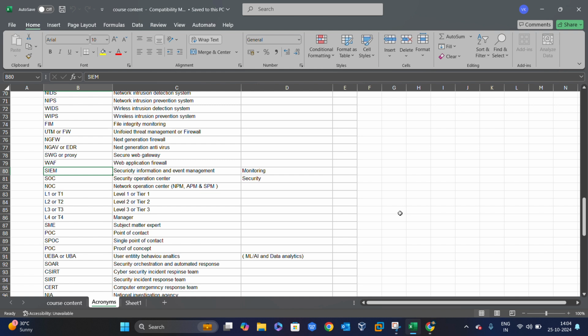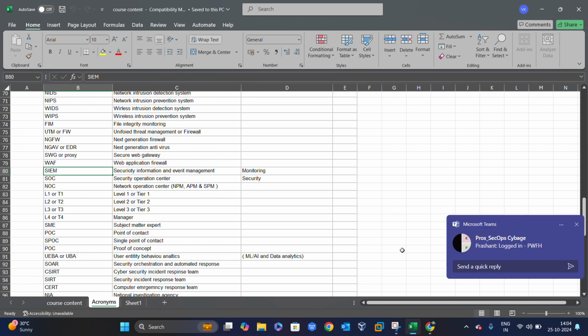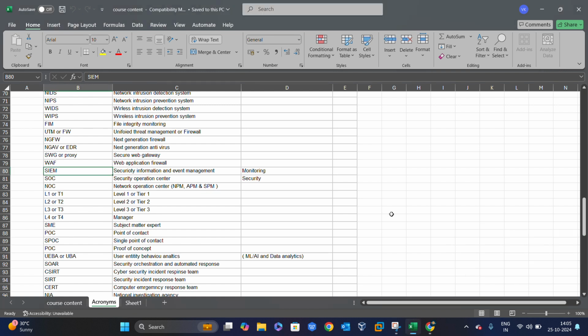On the rocket side, they monitor the rocket status. On the flight side, they monitor the flight status. On the train side, they monitor the train status. In the same way, we are monitoring security. And the next one is NOC.